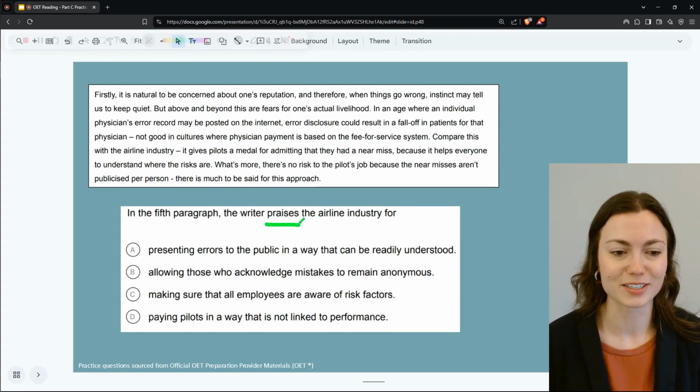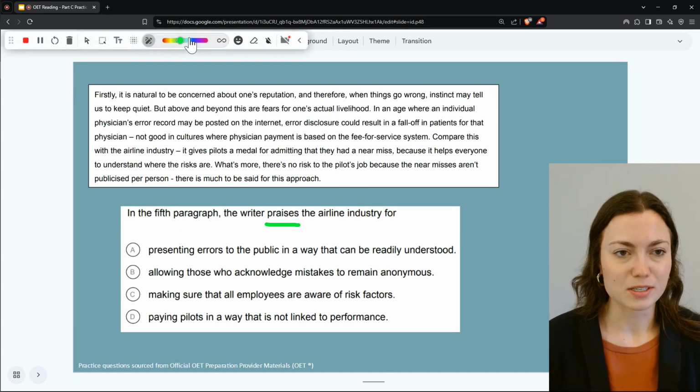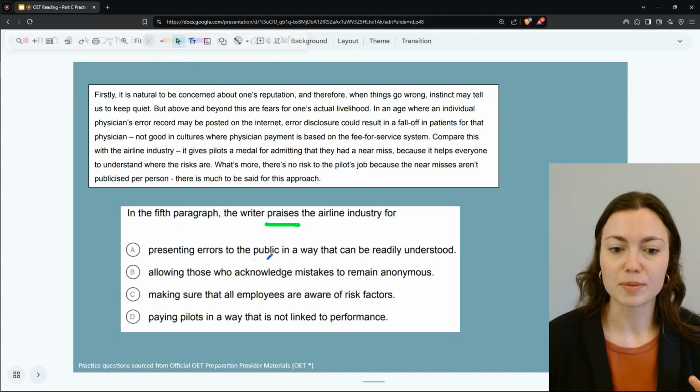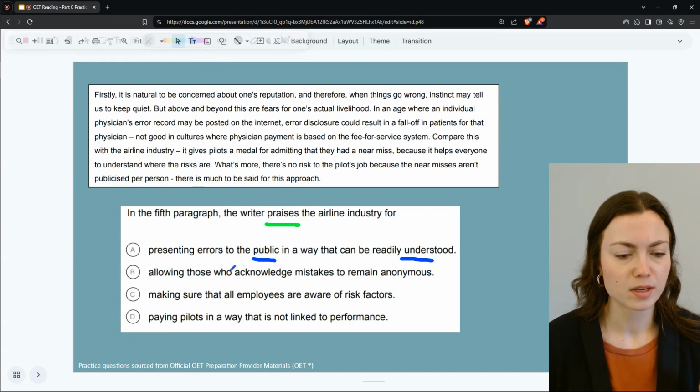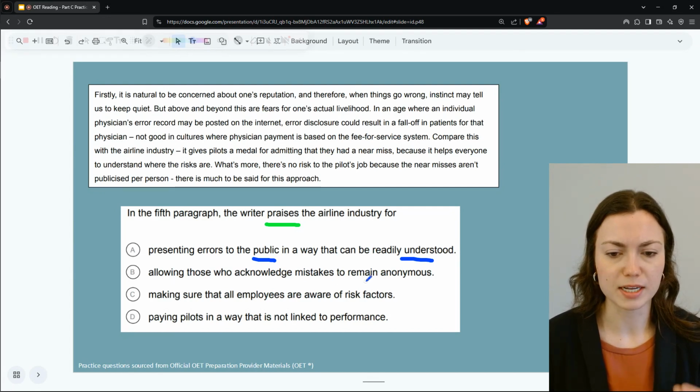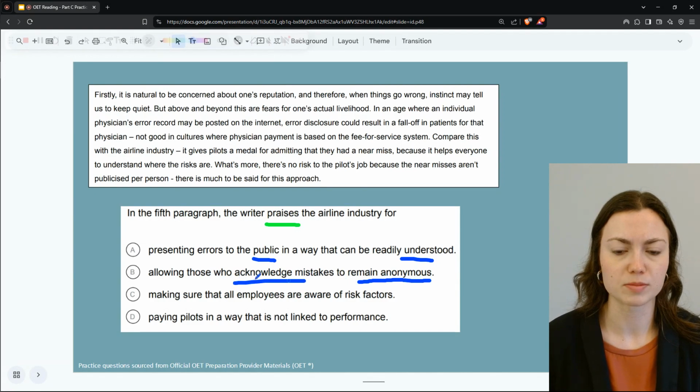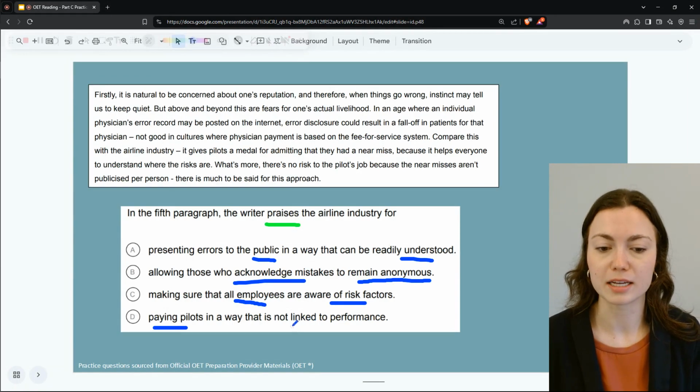Okay, so let's start. Look at our options here. Presenting errors to the public in a way that can be readily understood, option A. Option B, allowing those who acknowledge mistakes to remain anonymous. Option C, making sure that all employees are aware of the risk factors, or option D, paying pilots in a way that is not linked to performance.